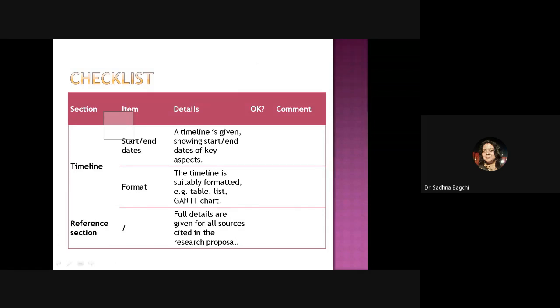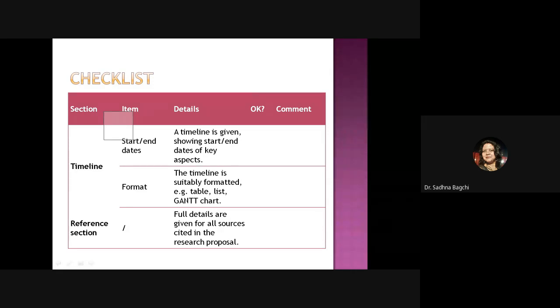In the first 2 months, what are you going to do? In the second 2 months, what are you going to do? You have to give the timeline of each and everything, framing the whole study into 24 months. The timeline is important for the research proposal, for the mini project, the major project, or the industrial project. The timeline shows the start and end dates of key aspects.